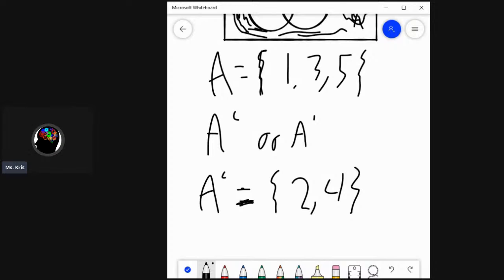So the only thing you have to remember about complement is everything that's in the universe that's not in the original set. So if you're asking for the complement of a set, like set A, set B, set C, set D, the complement is always all the elements that are in the universe that are not in the set A, B, C, D, or E.